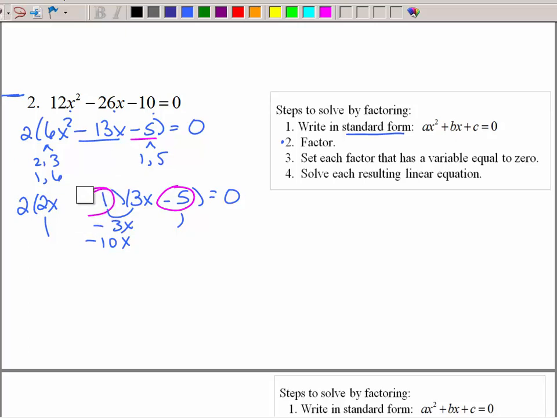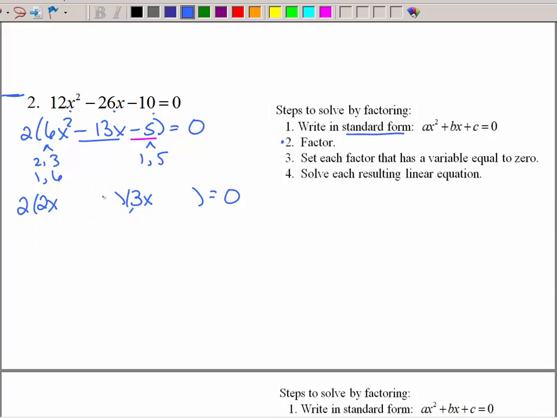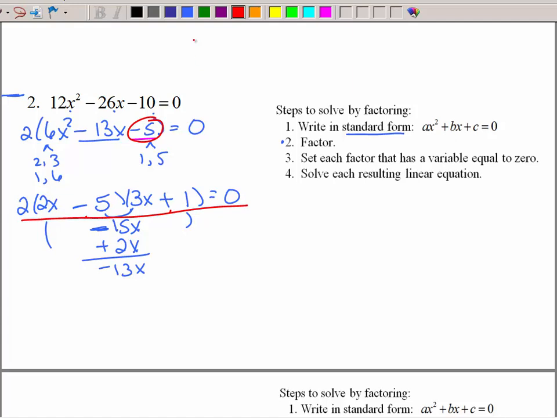But I think what I'm going to do is erase, and I'm going to switch the 5 and the 1. So I'm going to put the 5 here and the 1 here. Let's see if this works. This is 15x, that's 2x. If I make that negative and that positive, I get negative 13x. So I need a negative here and a positive there. And again, checking those signs, a negative times a positive gives me that negative 5. So now that's factored correctly.